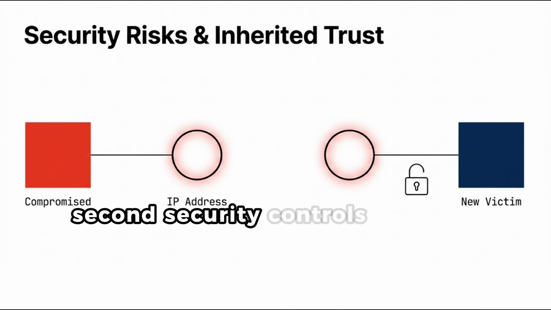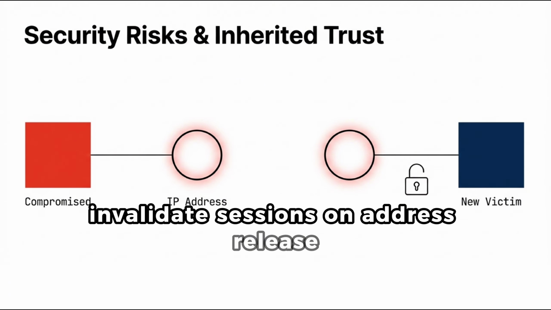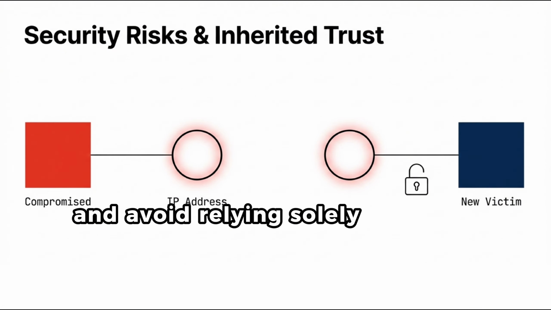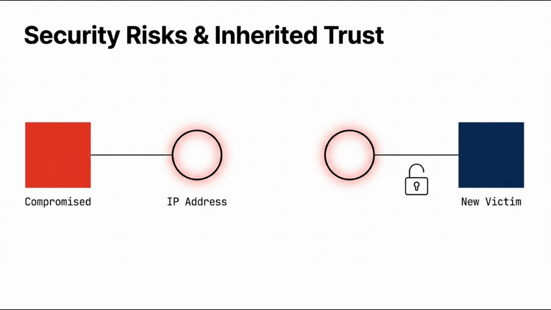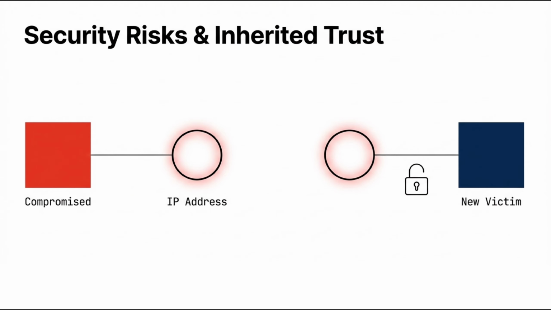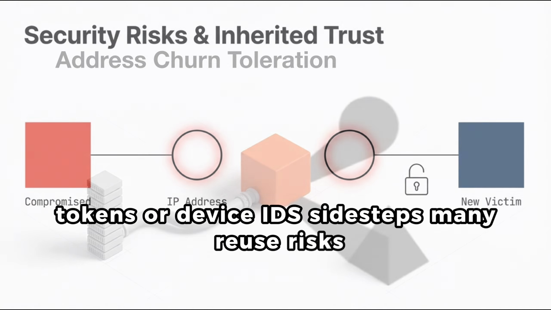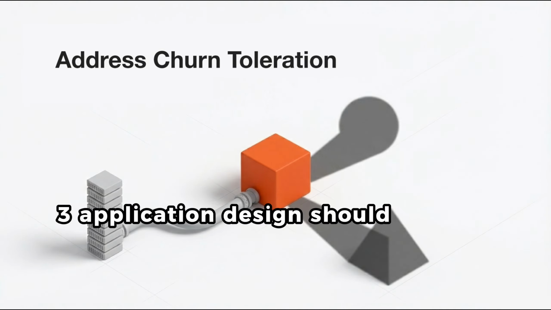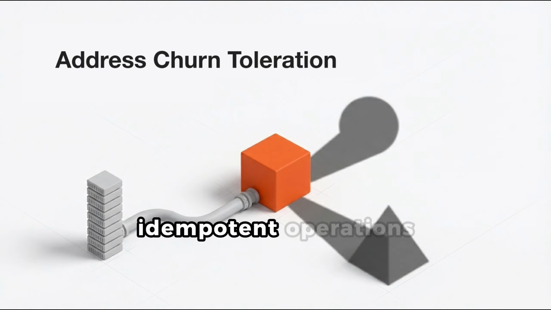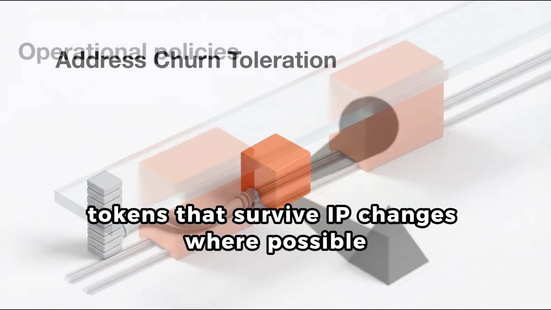Second, security controls must be robust to reuse. Invalidate sessions on address release, revoke cached credentials when appropriate, and avoid relying solely on IP for trust decisions. Implementing authentication tied to stable identities, certificates, tokens, or device IDs sidesteps many reuse risks. Third, application design should tolerate address churn. Use reconnection strategies, idempotent operations, and session tokens that survive IP changes where possible.